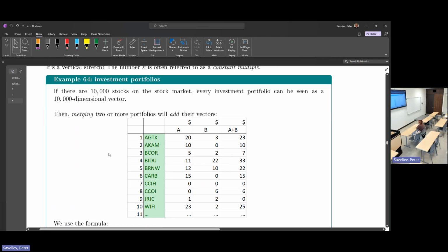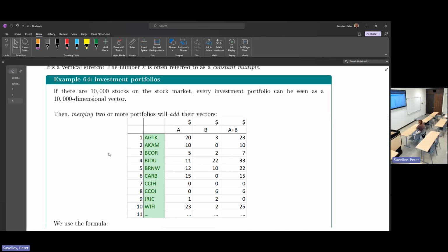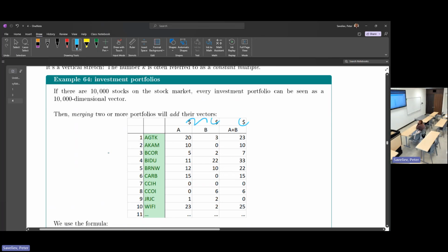So how do I merge the portfolios? I just take how much of a stock I have. For each stock, I do addition of the number of stocks in portfolio A and portfolio B. I put the dollars here, but really it doesn't have to be dollars. This could be number of shares, right? Could be dollars, could be number of shares instead.